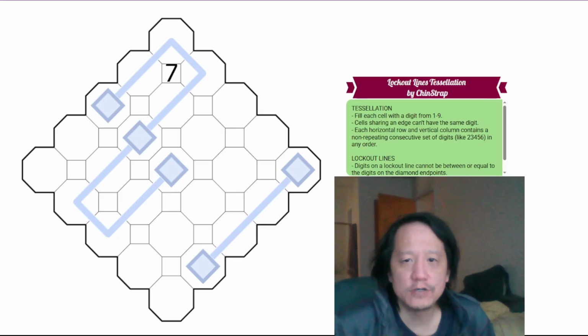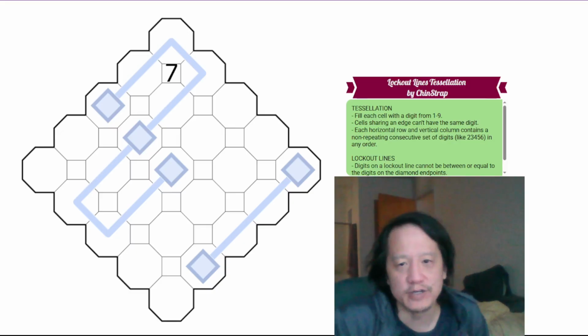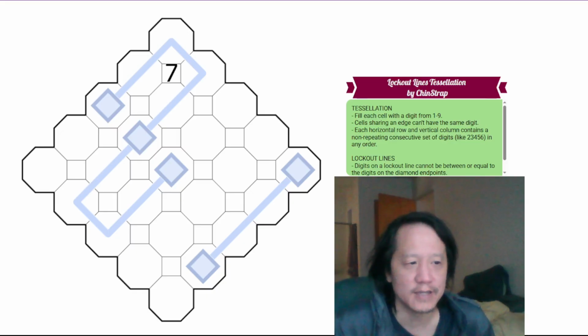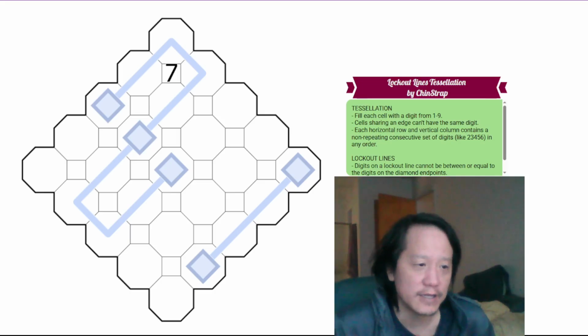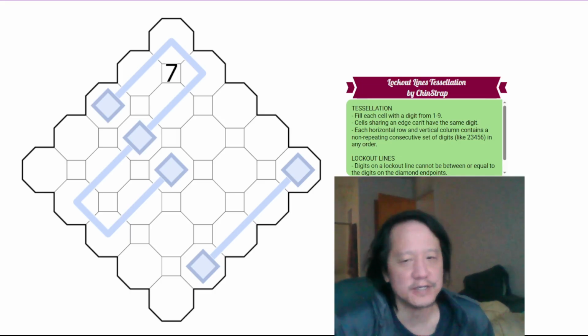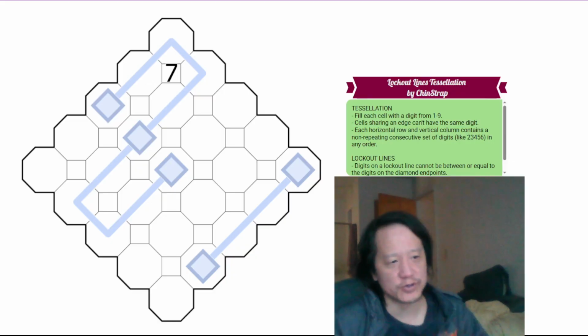Today's puzzle is called Lockout Lines Tessellation by Chinstrap, and I'm still including tessellations because nobody said that they really disliked having tessellation puzzles here. And I figure it matches enough of what you have in normal Sudoku that it can be considered essentially a variant of variant Sudoku. So I'll keep doing that unless people start complaining about it.